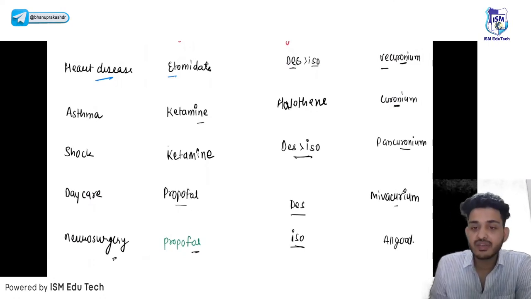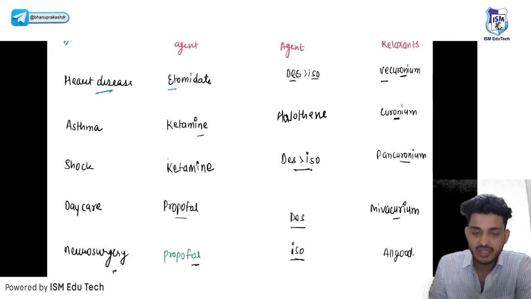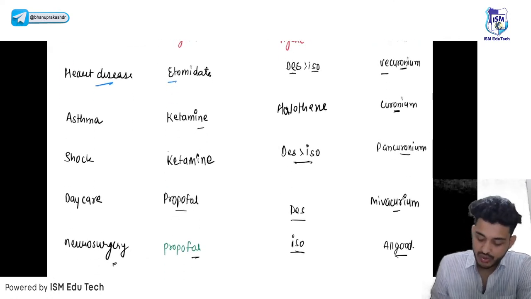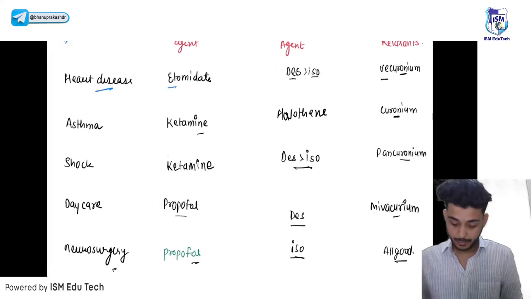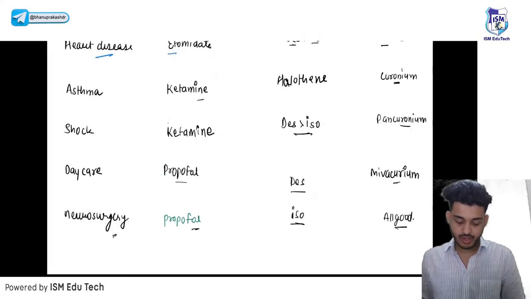For daycare surgery, we will be using mivacurium. What are we using? Mivacurium. That is a short-acting one. I have told you this one is short. Or for neurosurgery, all of them are good. You can use any of them, right? Muscle relaxant.